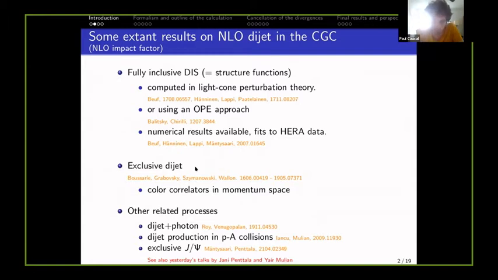There are also related processes which have been investigated. So dijet plus photon by Roy and Venugopalan in a framework which is very similar to what I'm going to present now. One may argue that by integrating out the photon, I would recover the results that I'm going to present. There is also the work by Edmond and Yair. Yair gave a very good talk yesterday about the dijet production in pA collisions, and also the computation of exclusive J/psi. And similarly, Yannick gave a talk yesterday on this work.